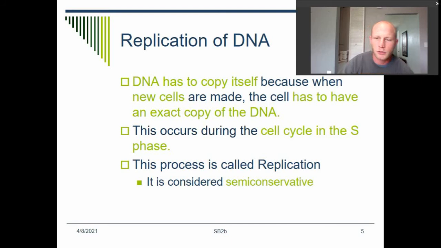This occurs in the cell cycle. So during mitosis, during meiosis, where we talked about these cells replicating, during that short S phase, that synthesis phase, is where DNA is replicated. This process is called replication. It's considered semi-conservative. Why is it called semi-conservative? Because we're actually only making one side to our DNA.